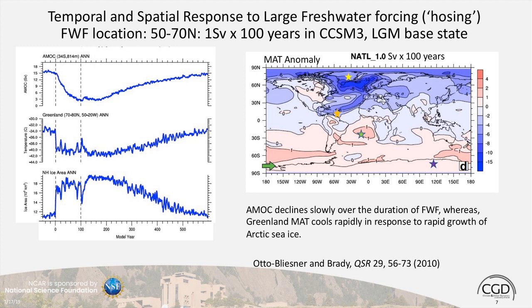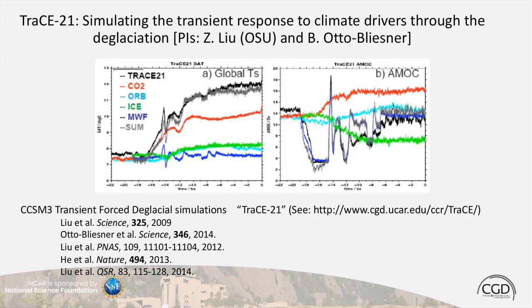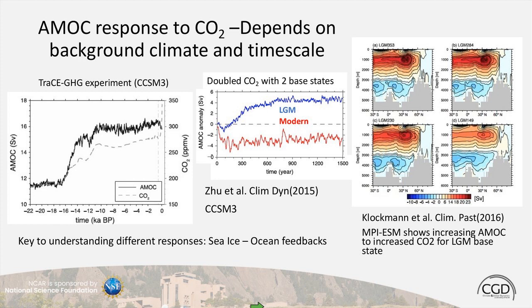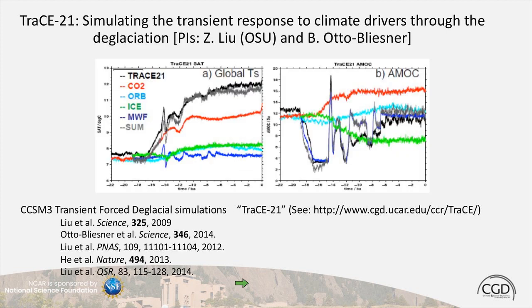However, this is an idealized study, and if we really want to understand the transient evolution of the last 21,000 years, we need to try to do the transient simulation, which is shown here. This TraCE run, we call it, was simulating the transient response through the deglaciation, and this was a project led by Zhengyu Liu at Ohio State and Bette Otto-Bliesner. We used the CCSM3, an earlier version of the CESM, and all the transient forcings over the last 21,000 years.